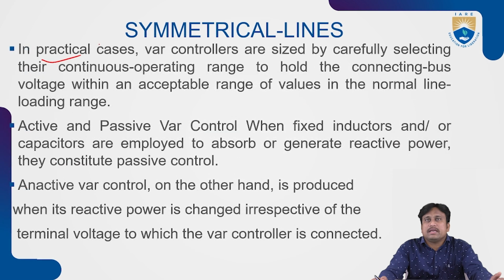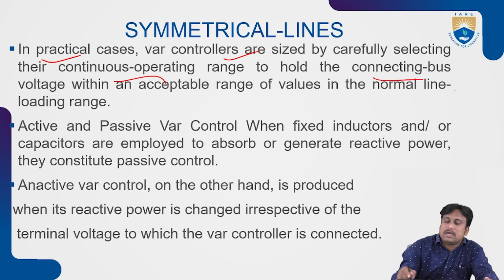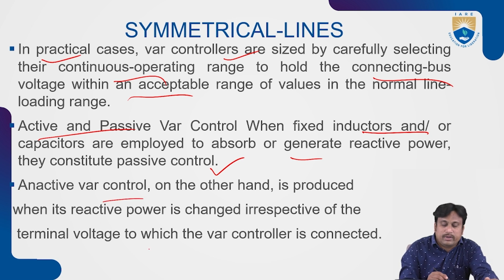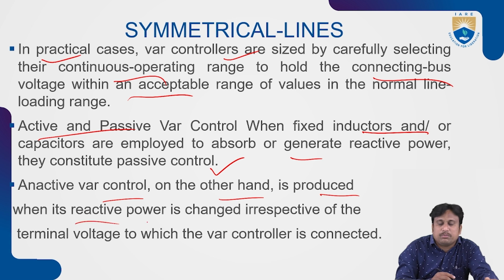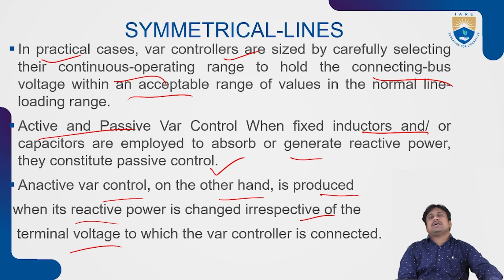Usually in practical cases, VAR controllers are sized by careful design or selection of their continuous operating ranges. This is to hold the connecting bus voltages within an acceptable range of values in the normal loading ranges. Active and passive VAR controllers, when fixed with inductors or capacitors, are ready to absorb or generate reactive power constantly. They constitute the passive control case, while an active VAR control is produced when its reactive power is changed, irrespective of the terminal voltage of the system to which the reactive volt-ampere controllers are connected.